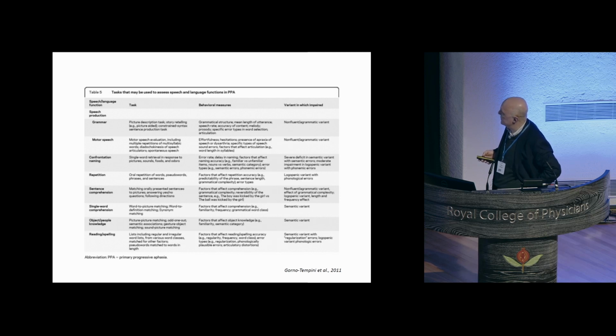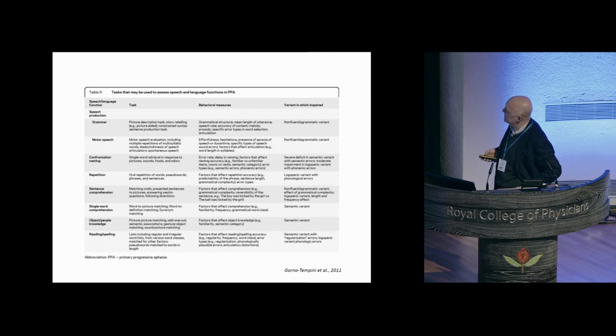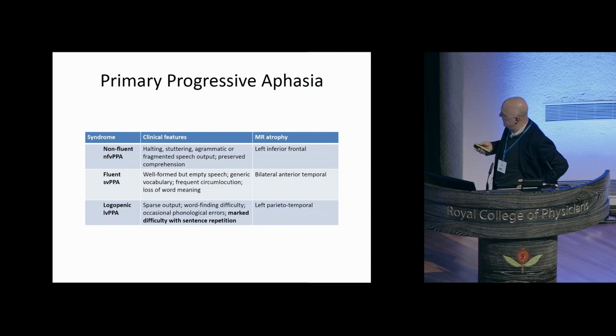Mary-Lou Gorno-Tempini and a group of her collaborators published this table of what the formal differences on testing would be between these three variants, if you bothered, or if you had the time and resources to look for each of them. And I won't show this for very long because it's giving me a headache to look at it, but essentially, if you did all these tests, then you could probably distinguish these three primary progressive aphasia variants from one another with a good degree of reliability.